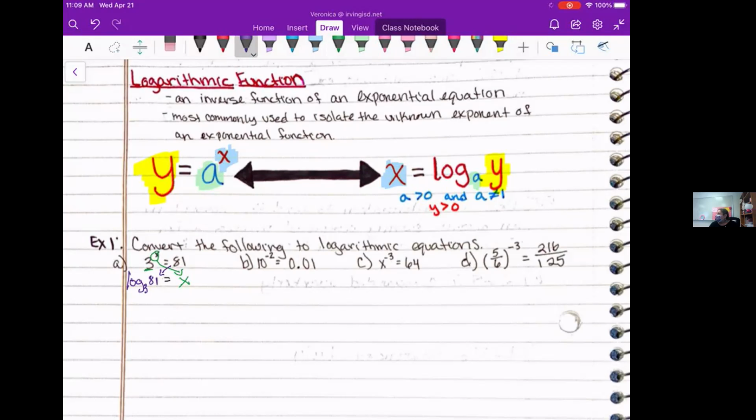Ta-da! That's converted into logarithmic. So that's all I want right now. That's what we need to practice before we can solve these, because yes, you will have to solve them. Before we can solve them, you have to know how to convert them, right?